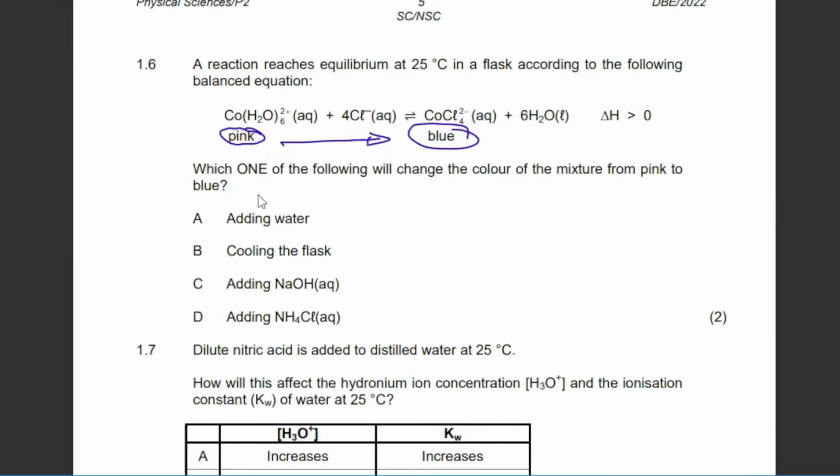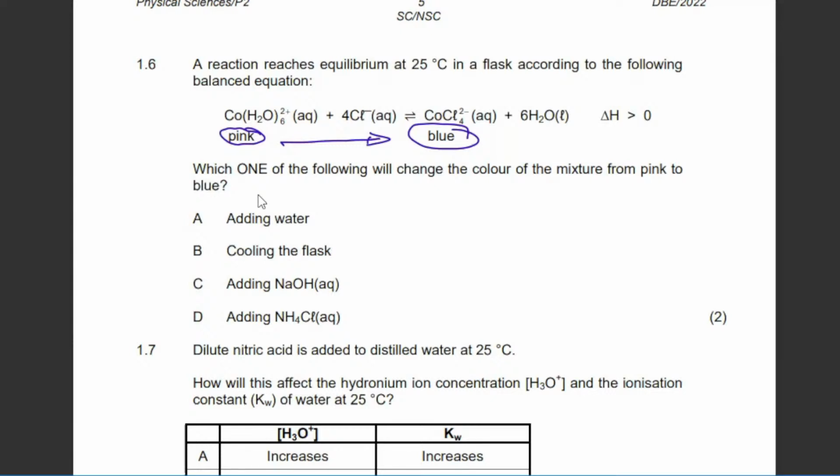So if you add something here, it's going to favor the forward reaction. If you remove something here, it is still going to favor the forward reaction. If you add something here, it's going to favor the reverse reaction. If you remove something here, it must fill that space which you have created by removing. And if you add here, it means that it's too much, there's excess. It's supposed to be balanced. Therefore, it favors the reverse reaction.